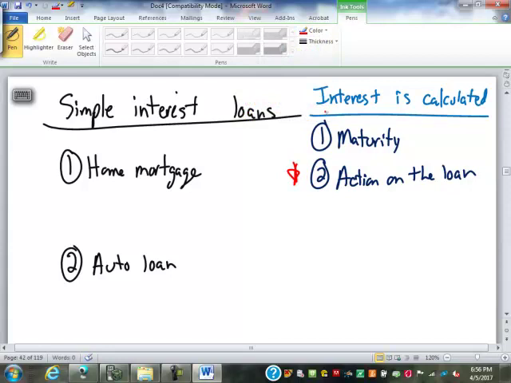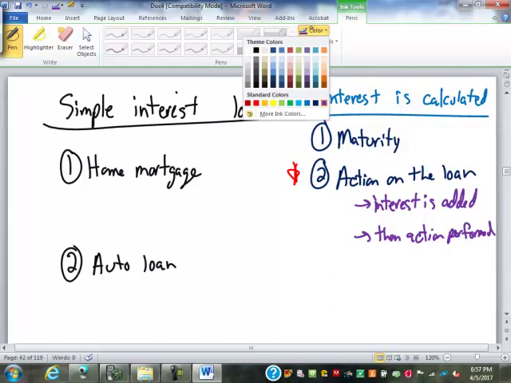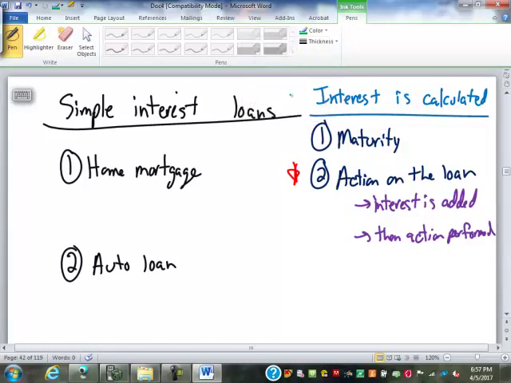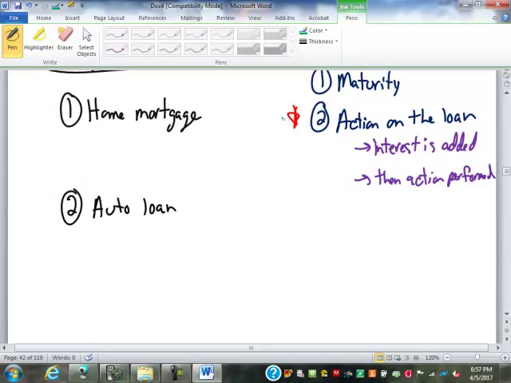Make a payment, yes. So every time you make a payment, that is an action on the loan. The interest is always figured out first before any action is taken. So whenever there's an action taken, interest is added first. Then the action is performed. I don't know why I wrote that so small you can't read it, but you get the point. For an auto loan, we'll do that easier just because it's smaller numbers. A mortgage would work the same way.